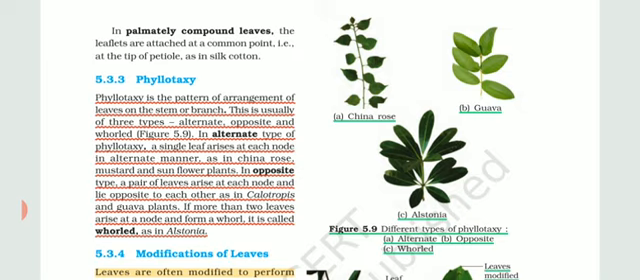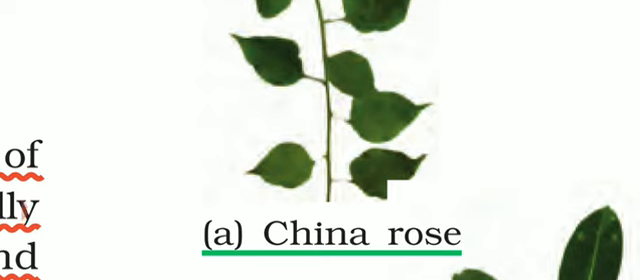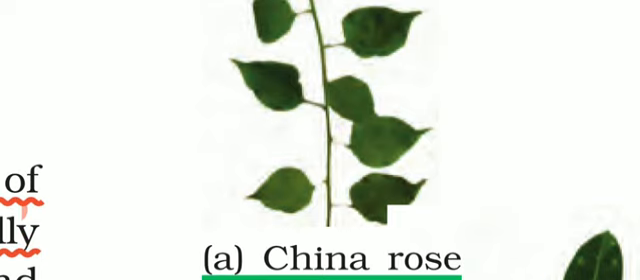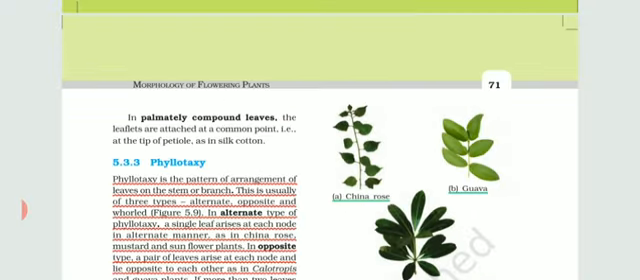So if you look upon China rose, this phyllotaxy arrangement can be alternate, it can be opposite, or it can be whorled. In alternate, as example China rose, a single leaf arises at each node but in alternate manner. So one leaf is originating on the right hand side, then at little distance on left hand side, then again at little distance on right, then again at another distance on left. So this is called as alternate arrangement, called as phyllotaxy.